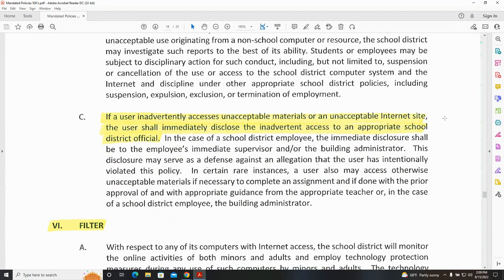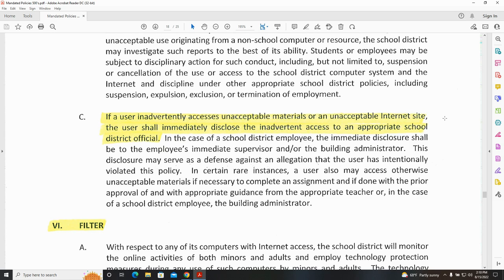If a user inadvertently accesses unacceptable materials or an unacceptable internet site, the user shall immediately disclose the inadvertent access to an appropriate school district official. Here's what this really means. You can't control what gets sent to you. So if a reliable source, a reliable person sends you an email, there's an attachment, you open it, an inappropriate picture pops up. All right, that's not your fault. You did not send it. Obviously, you want to close it as quickly as possible and inform your building principal or inform Derek or Teresa and let them know that something inappropriate came to you, that you did not send it. So that's the border, the boundary of the inappropriate conduct, that you're not sending it.